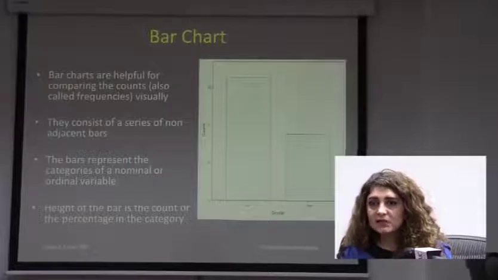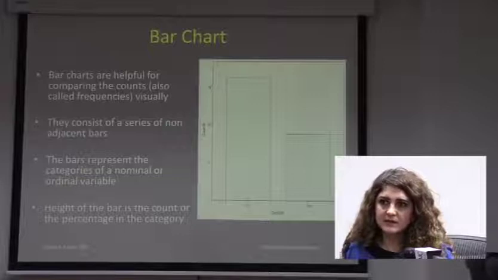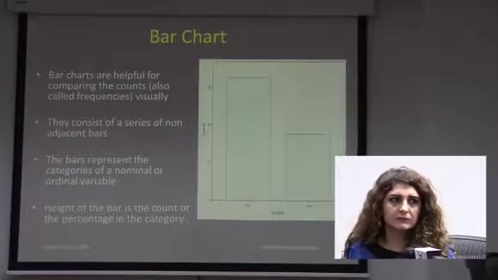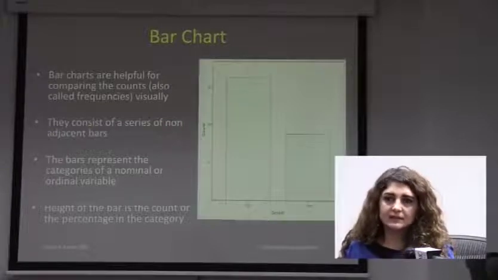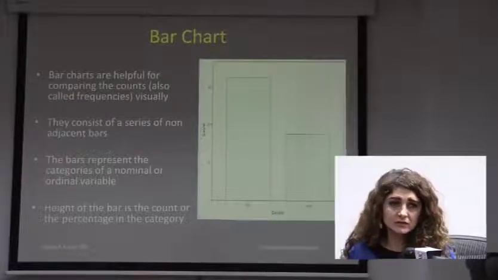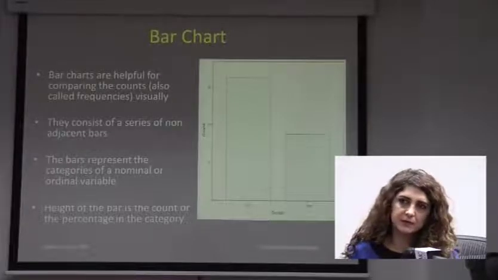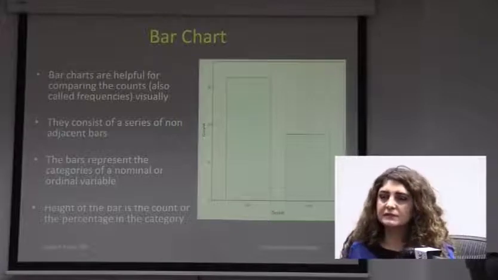They consist of a series of non-adjacent bars. Here the bars are non-adjacent because there is no category between male and female. There are males and females, period. And they represent the categories of the nominal variable that I am presenting, or the ordinal. The height of the bar will represent the count, and I can also put the percentage. So I have 50% males, for example, and 50% females.